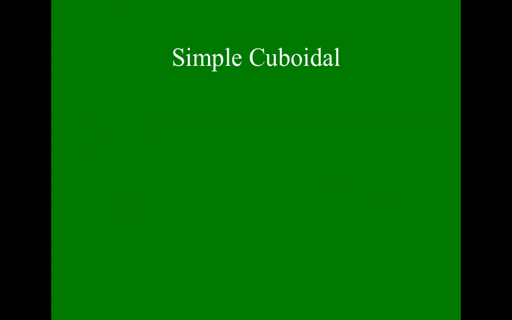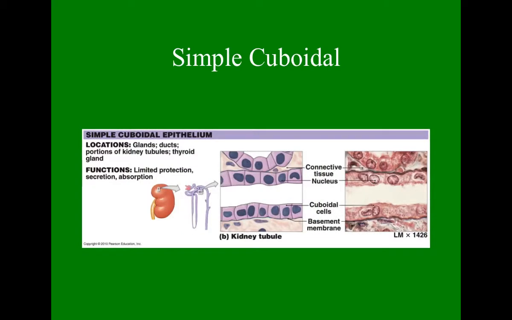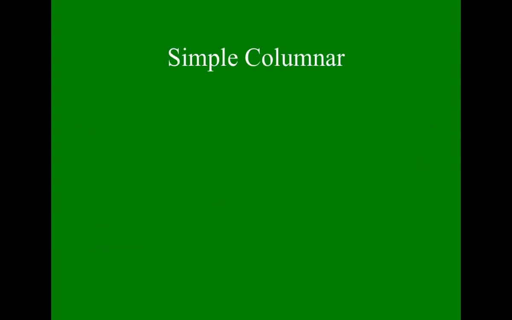And again, we have a picture here of the simple cuboidal epithelium. We've got the very nice, neat rows of square cells with a very large predominant nucleus. The third type of simple epithelium is simple columnar.